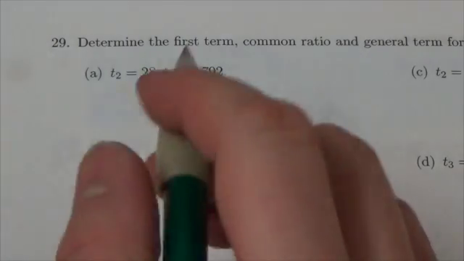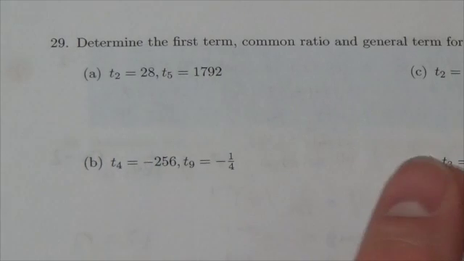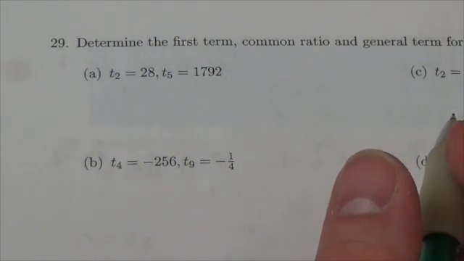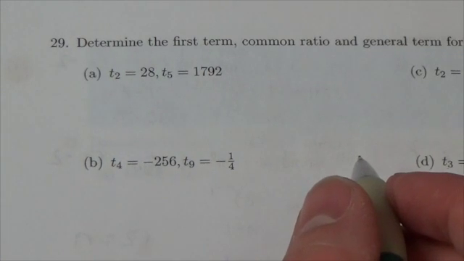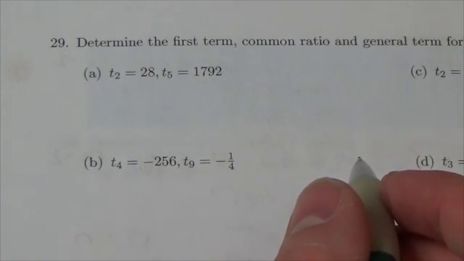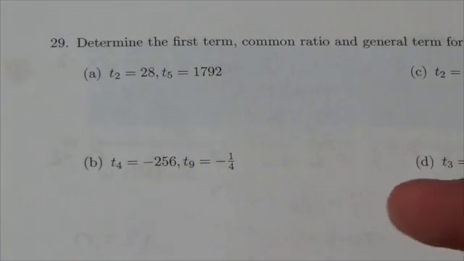Okay. Question 29 here. Determine the first term, common ratio, and general term for each sequence. Actually, we could have just said ask for the general term. Okay, now, last time we had a question similar to this, we were working with arithmetic sequences. There's a couple of different ways to handle it there. There's a couple of different ways to do it here.